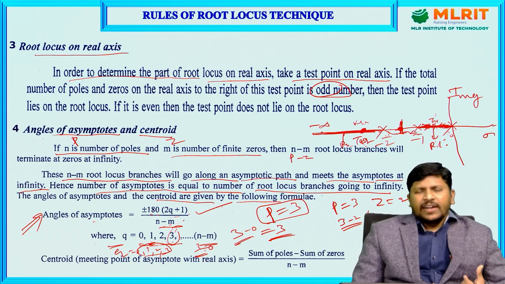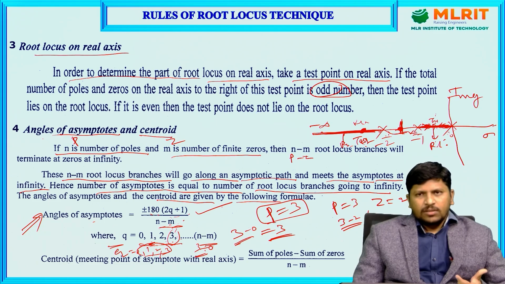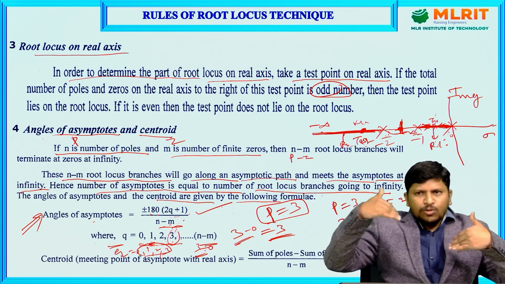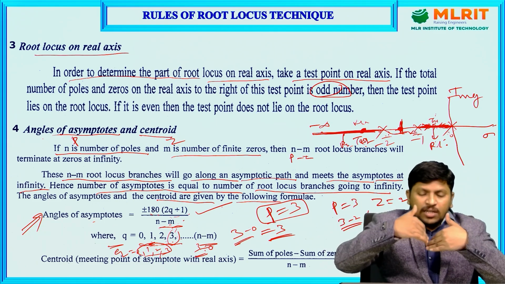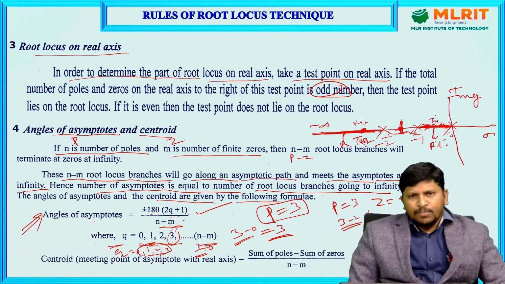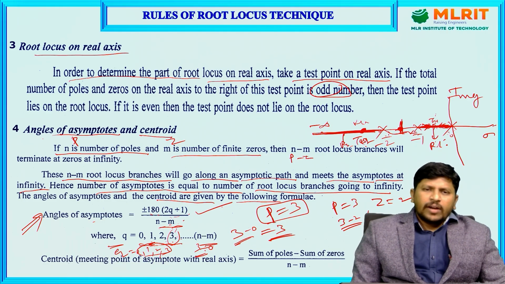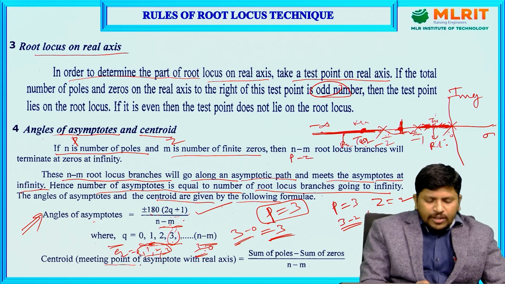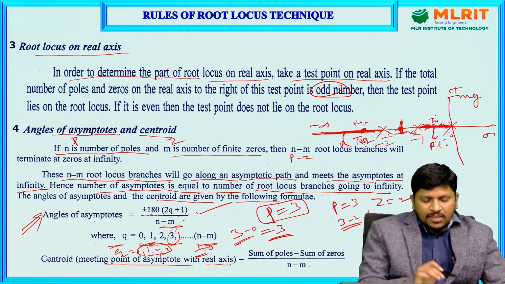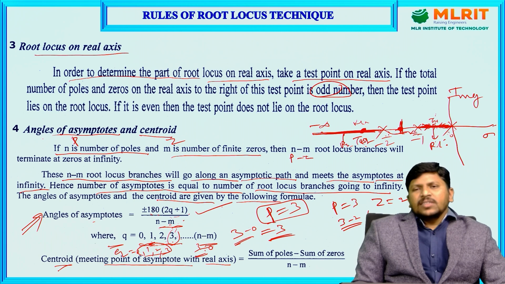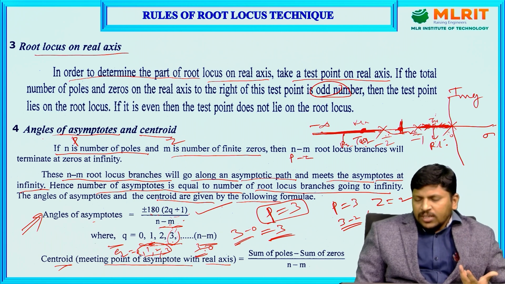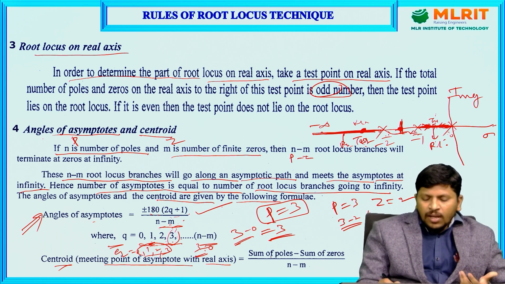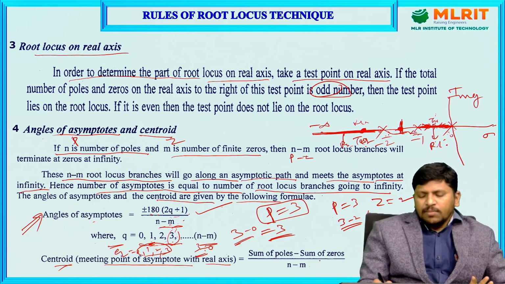Next, the centroid. The centroid is the meeting point. The asymptotic lines meet at just one point, and that point is nothing but the centroid. That centroid point lies on the real axis. The meeting point of the asymptotes with the real axis is the centroid. The centroid formula is also very important: the sum of the poles minus the sum of the zeros, divided by the number of poles minus the number of zeros.